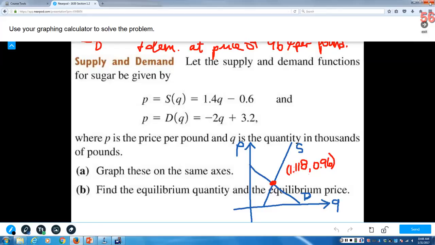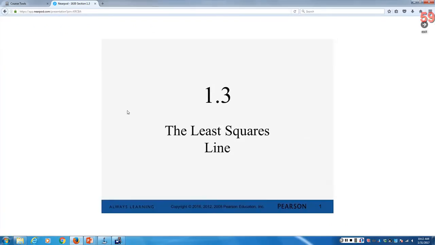Okay? So you have finished section 1.1 and 1.2. And I'm going to leave the presentation. So what we're going to talk about in this last section of chapter 1 is the least squares line.